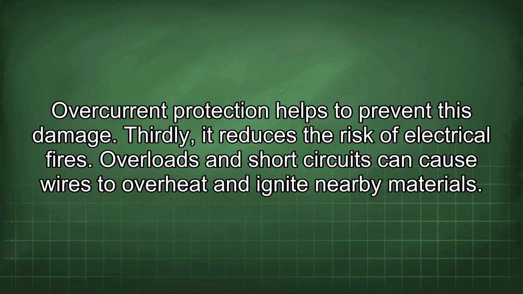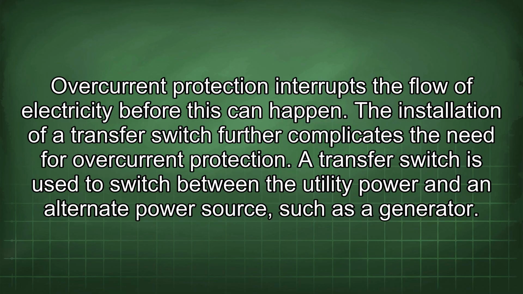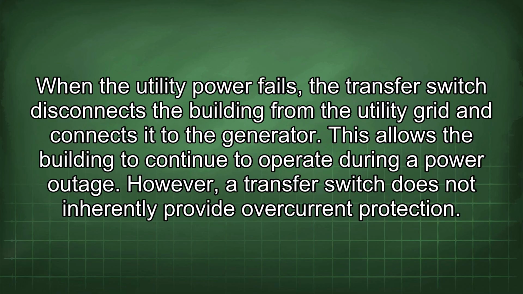Thirdly, it reduces the risk of electrical fires. Overloads and short circuits can cause wires to overheat and ignite nearby materials. Overcurrent protection interrupts the flow of electricity before this can happen. The installation of a transfer switch further complicates the need for overcurrent protection. A transfer switch is used to switch between the utility power and an alternate power source, such as a generator. When the utility power fails, the transfer switch disconnects the building from the utility grid and connects it to the generator. This allows the building to continue to operate during a power outage.